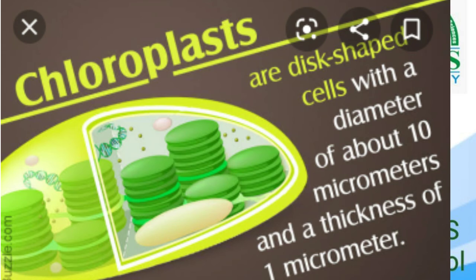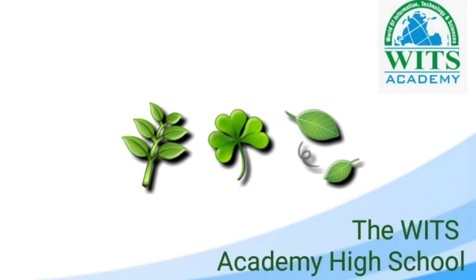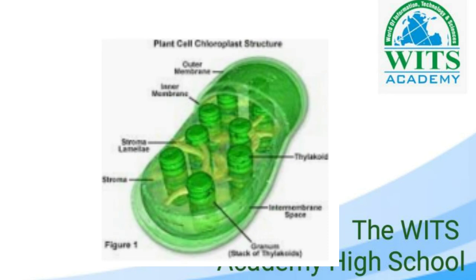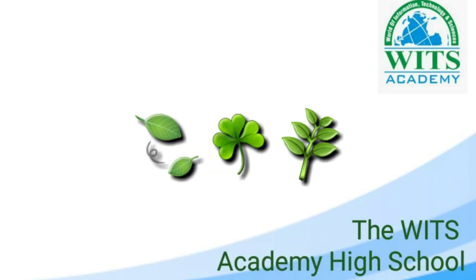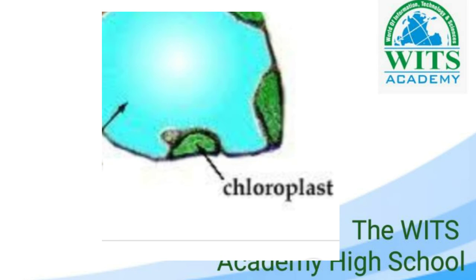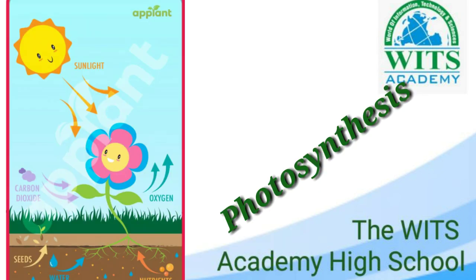And students, do you know why the plant's leaves have green color? They have green color because of chloroplast, and the word chloro means color. Means chloroplast is a green color pigment, and it is present in the leaves of plants. That is why leaves are green in color. What is the function of this color pigment? The function of this color pigment is to do the photosynthesis process.